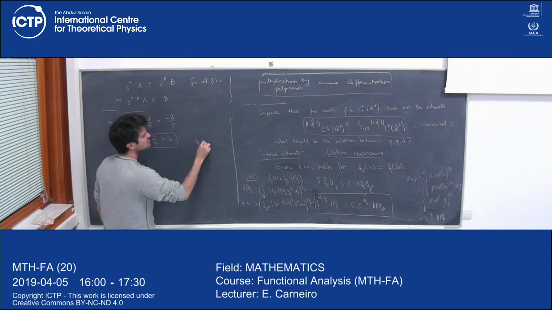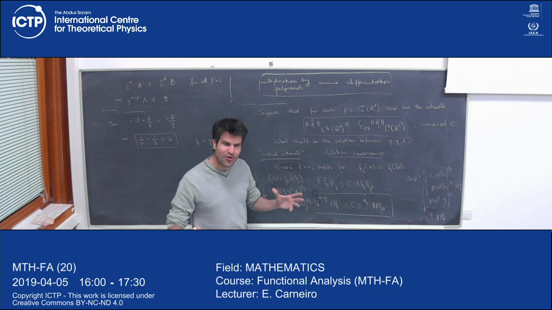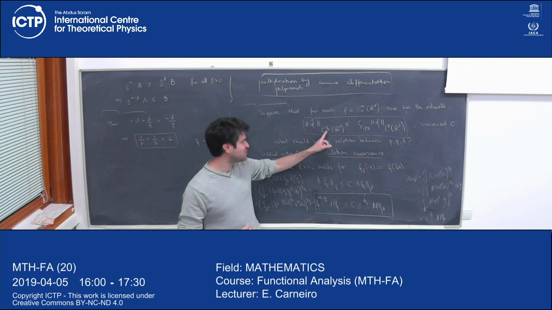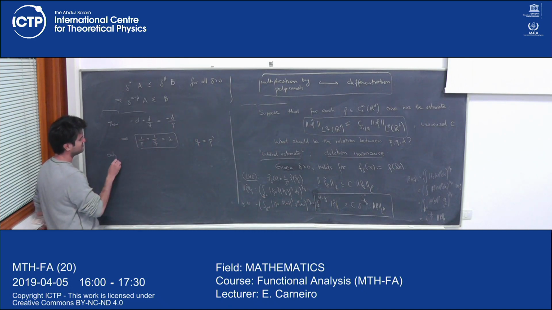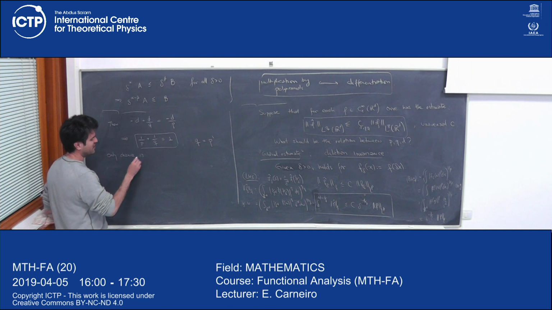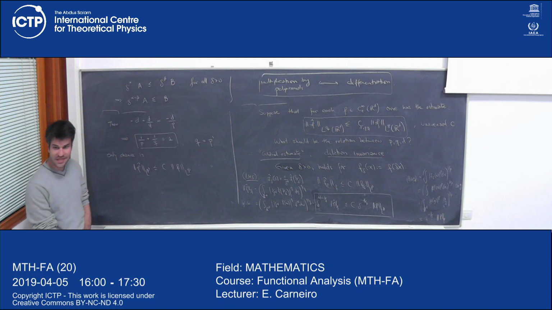In other words, q must be p prime. I don't know if such an inequality holds, but if it holds, it has just one chance, that this exponent q is p prime. So the only chance is that the norm of f hat in L^p prime is less than or equal to a constant times the norm of f in L^p. That's my only chance. We have proved that no other possibility may be true. It's just false. I am not saying that this is true, but I have eliminated all the other possibilities.